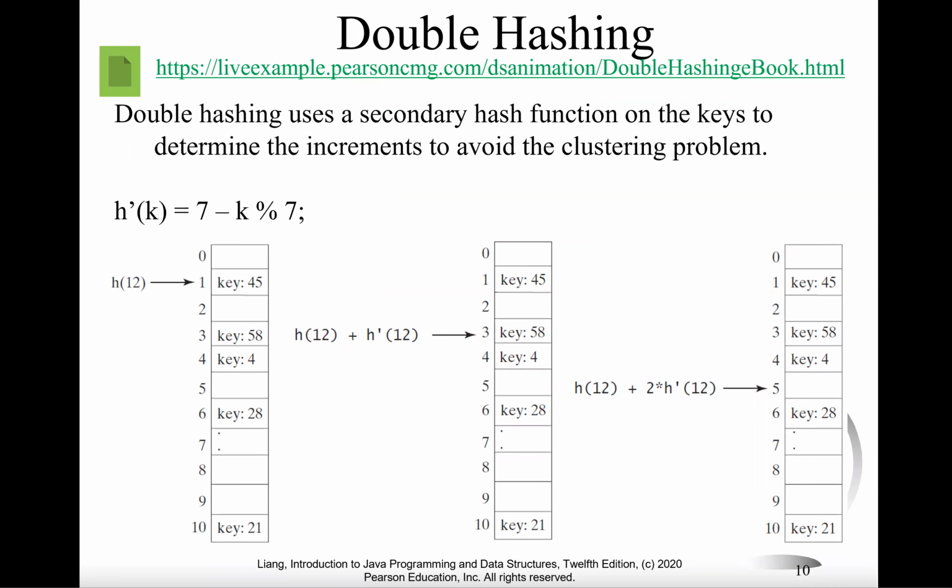So there are 3 approaches: linear probing, quadratic probing, and double hashing. These are all called open addressing approaches. So you find the available open space in the hash table to resolve this collision problem. Next, we will introduce a new approach, which is handling collision using separate chaining. See you on the next video.